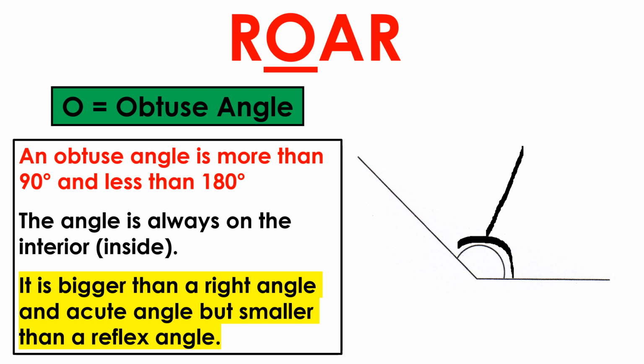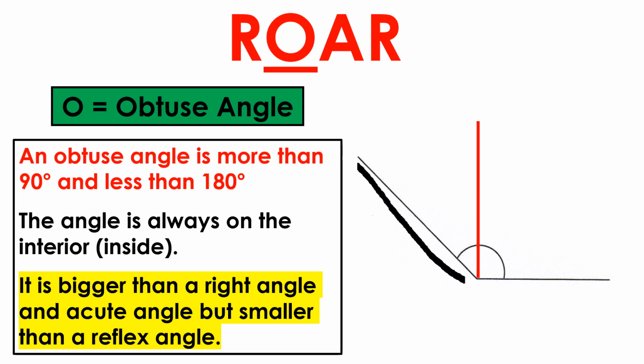Okay, it is bigger than a right angle and acute angle, but it's smaller than a reflex angle. And we can see straight away that is bigger than a right angle because this is how a right angle would look. And we can see that this line here takes it past a right angle, so it is bigger than that. And that's how you can help identify straight away if it's an obtuse angle, acute angle, or a right angle.